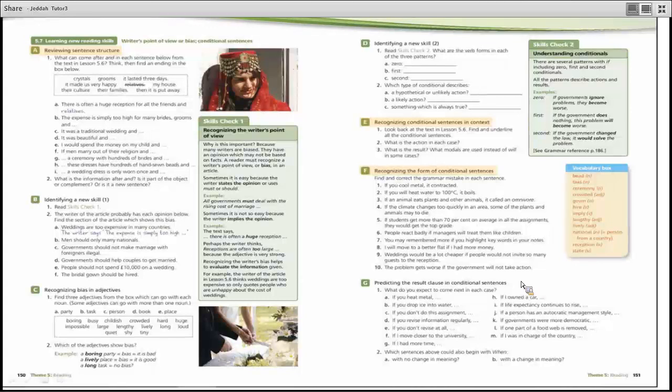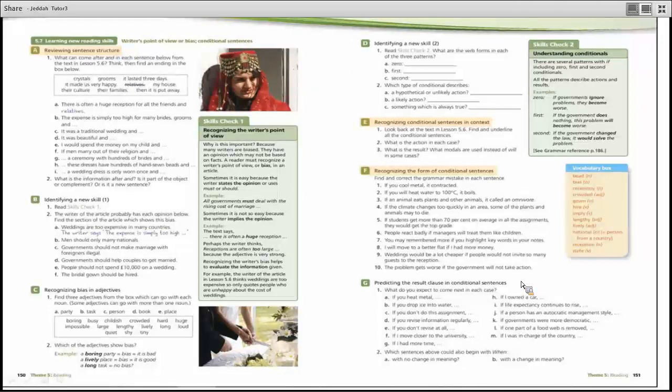Okay, number three. If an animal eats plants and other animals, it's called an omnivore. If an animal eats plants and other animals, it's called an omnivore. What do you think of this? Yeah, this is zero, like Fathi is saying. And you have a slight grammatical error where you need is. So if an animal eats plants and other animals, it is called an omnivore.